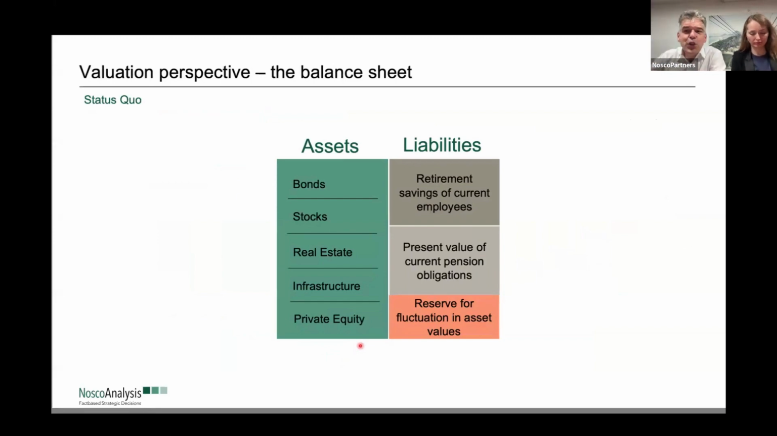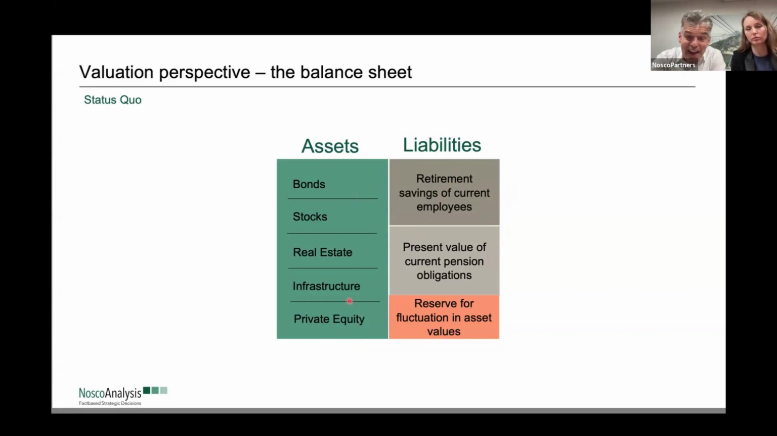When we look at it in the usual way in the balance sheet, and that's quite important because we will show you this picture several times later. This is the balance sheet of the fund. You see on the left side the assets, on the right side the liabilities. If you go to the right side first, there are two main liabilities. First, the retirement savings of the employees. And then second, the present value of all the future declared pensions.